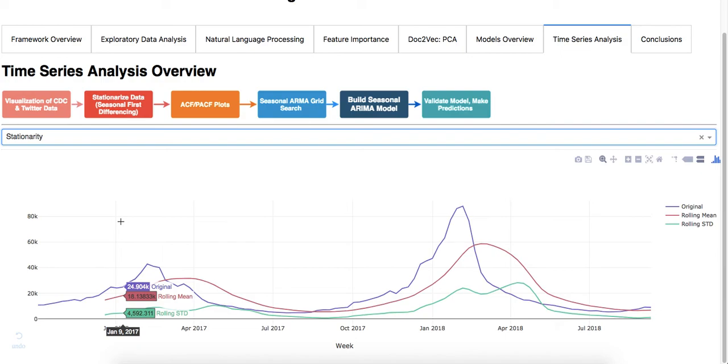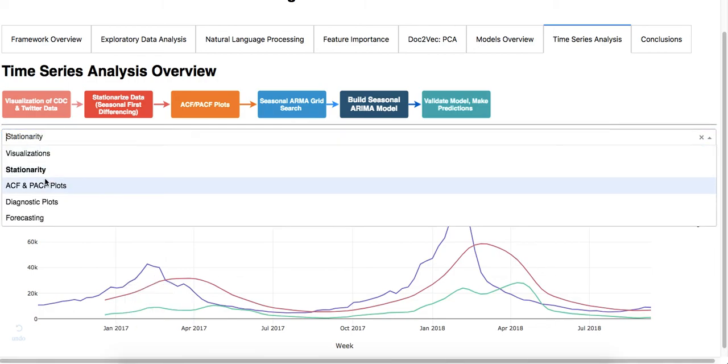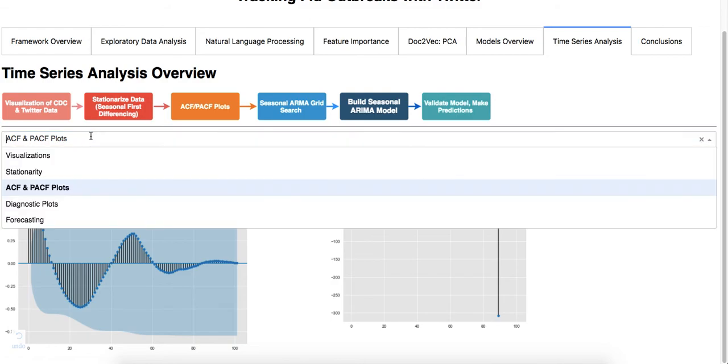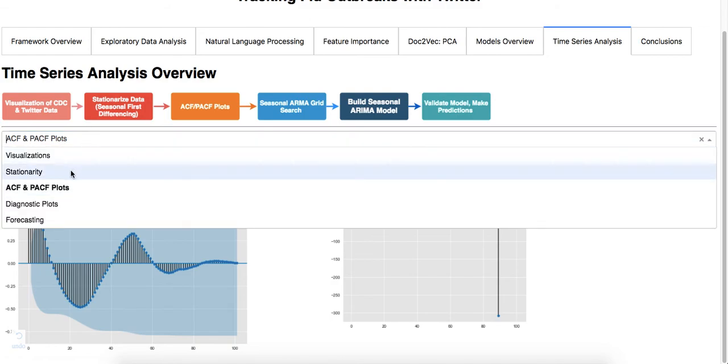When you look at the mean and standard deviation, they actually move in time with the data, and we want them flat. And this is corroborated by the Dickey-Fuller test, which confirms that the data is not stationary. And you can also see this when you're looking at the autocorrelation and the partial autocorrelation plots. There's definitely a seasonal aspect to the data.